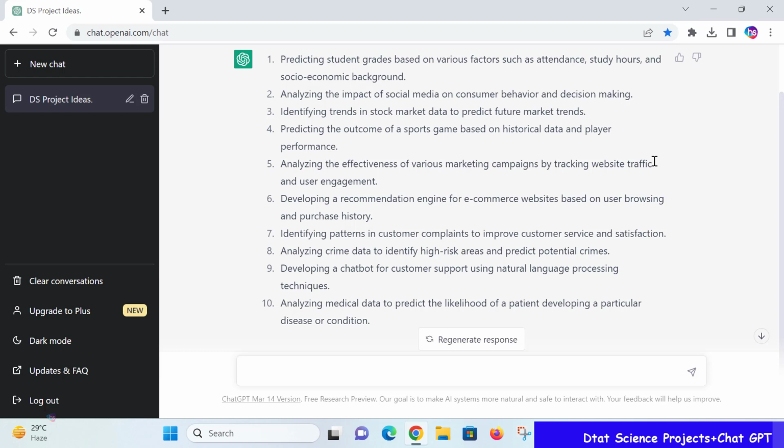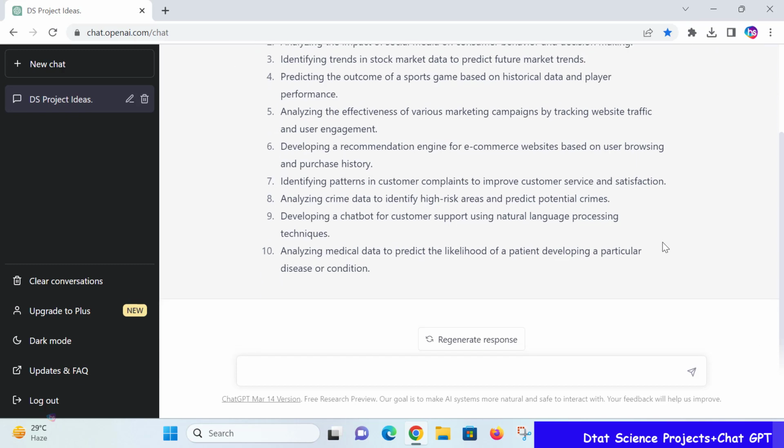customer service and satisfaction, analyzing crime data, identifying high-risk areas, predicting potential crimes, developing a chatbot for customer support using natural language processing, analyzing medical data, and predicting the likelihood of a patient developing a particular disease or condition.